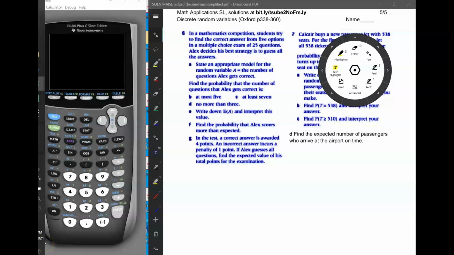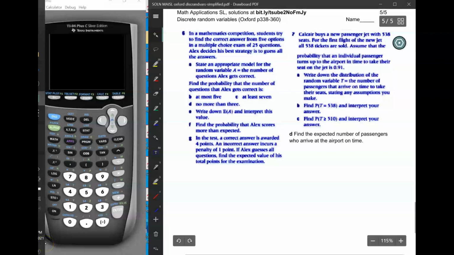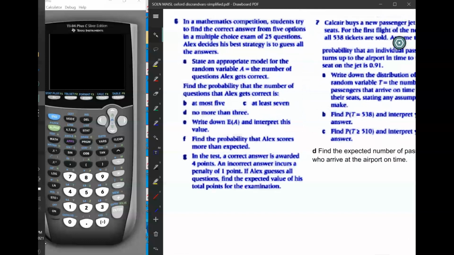Page 5 of discrete random variables, number 6, I think it is. In a mathematics competition, students try to find a correct answer from 5 options in a multiple choice exam of 25 questions. Alex decides his best strategy is to guess all the answers. Does this sound familiar? This is kind of what we studied in the investigation. The difference is this is 25 questions instead of 40 and 5 multiple choice options instead of 4, but otherwise it's similar. State an appropriate model for the random variable A equals the number of questions Alex gets correct.